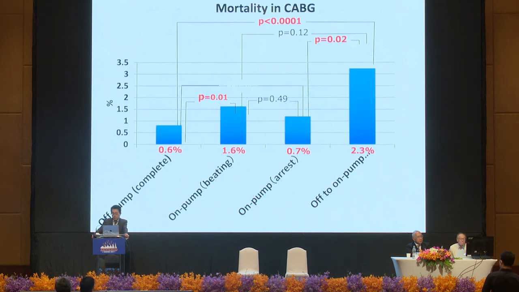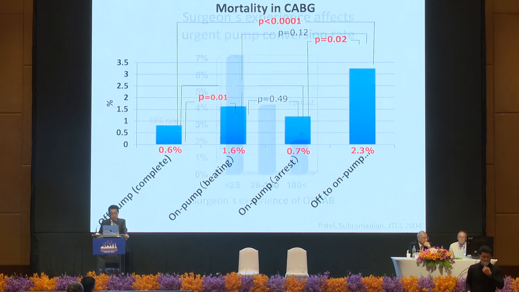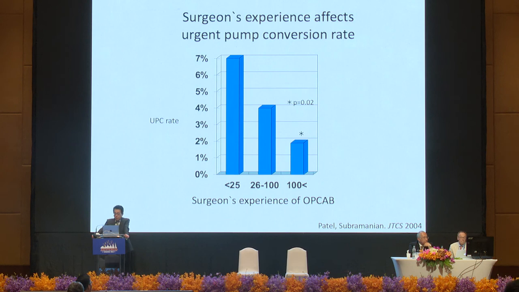And you can see the mortality of CABG. Off-pump complete and on-pump arrest, with cardiac arrest, conventional surgery shows good results. However, our conversion group showed 4 times higher mortality than off-pump complete. Many risk factors for urgent pump conversion have been reported these decades, including surgeons' experience. Here, absolutely, there is a learning period for surgeon and his team.